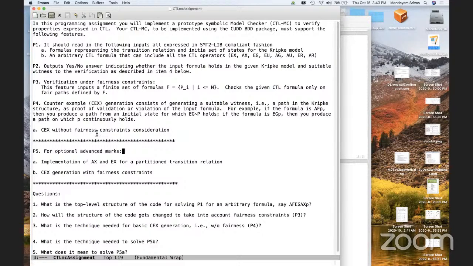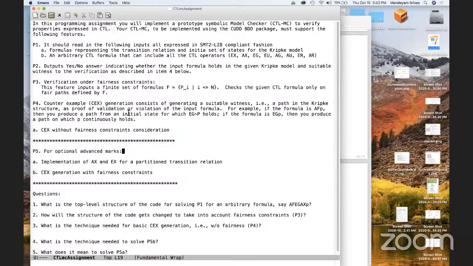This task 4 will have to be done without taking into account fairness constraints. We haven't discussed the basic technique for counterexample generation, but we will do that, and I will describe it in today's discussion itself. All this is the topic of chapter 8, which includes the BDD of the book. It's very detailed. And which algorithm we have to use for CTL model checking, I will get to that.